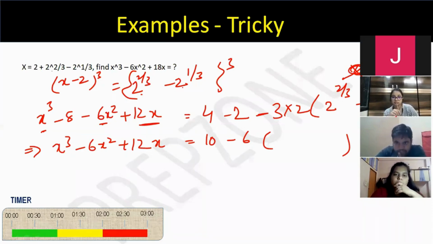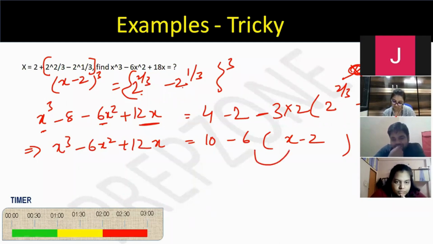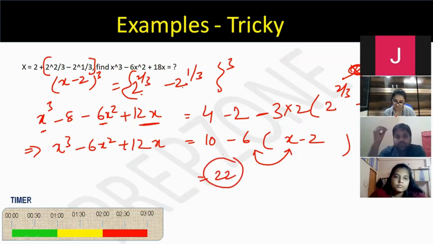So just look at the question again. 2 to the power 2 by 3 minus 2 to the power 1 by 3. Can I write it as x minus 2? Pawan? Yes, sir. I can write it, right? Absolutely. So now I can see I have a minus 6x term here, right? Which then goes to the left hand side: x cube minus 6x square plus 18x is equal to what? 12 plus 10, 22. So the answer has to be 22. Yes. Right, sir. Clear? Yes, okay.